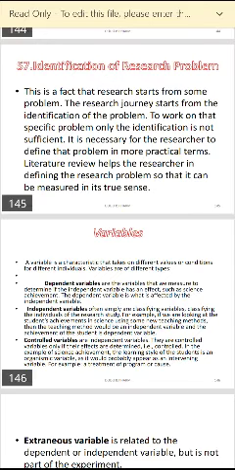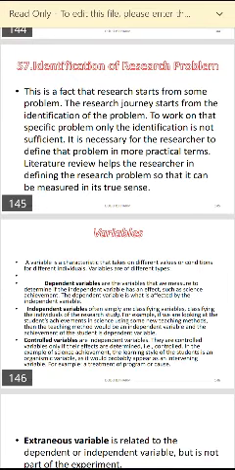As we said before, it's a problem that makes a researcher do research. When you see something and you think that you should look for a solution, or should look for why something is happening, that is when you find a research problem. So the research journey starts from identification of the problem. First, you have to identify the problem, and then you research why that problem exists.